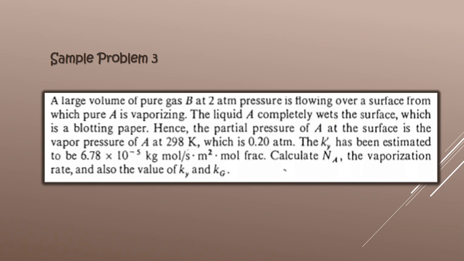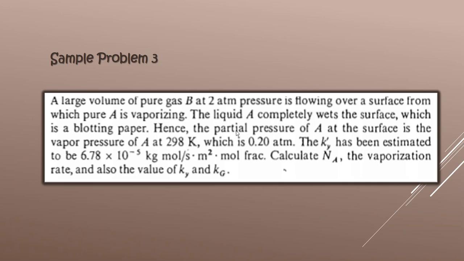So to apply the formula, we have this sample problem here, and it talks about a large volume of pure gas B at 2 atm pressure flowing over a surface from which pure A is vaporizing. Now, in this scenario, we should view that the pure gas B is flowing over a surface where pure A is vaporizing at this particular pressure. Not that pure gas B is at this particular temperature, but rather the scenario wherein A is vaporizing through the flowing gas B is all occurring at this particular pressure of 2 atm.